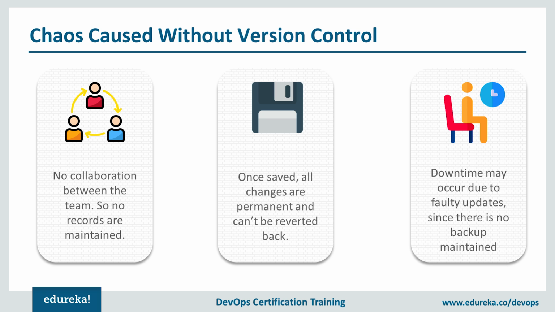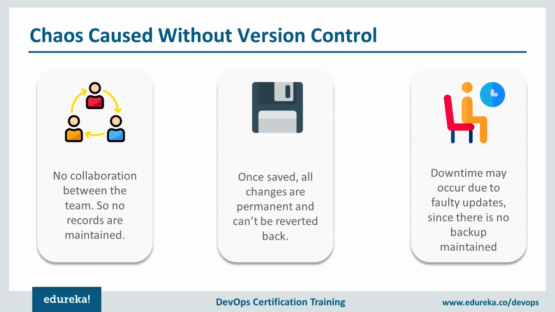Well, without the version control system, there was no collaboration between the team. Basically, there were no records maintained. Nobody knew who made the changes, where the change was made and when the change was made. The team of developers working on a particular system made their changes by themselves. Secondly, once saved, all the changes are permanent and cannot be reverted back. Once the developer made a change in their code, that change was permanent. Nobody could revert it back even if it was wrong.